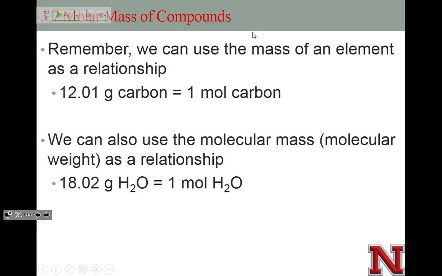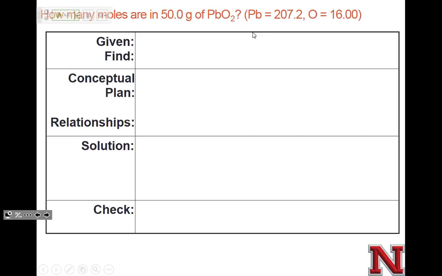Now, technically, a mole and a molecule are not necessarily the same thing. It's a part related to our periodic table. But we can do this in calculation. So first off, if I have an amount of grams of PbO2, and I want to know how many moles are in it, I can do that calculation because I'm given a couple of things.